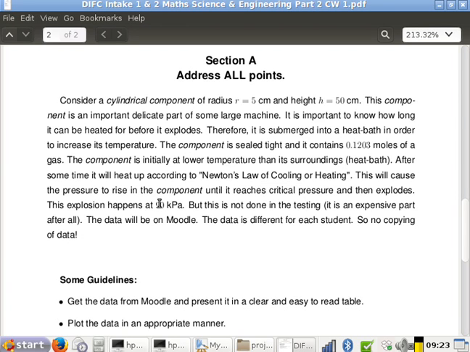And the explosion happens at 90 kilopascals. But you don't actually do this. What you do is you heat it up a little bit, and your goal is to work out the time it will take to reach 90 kilopascals.